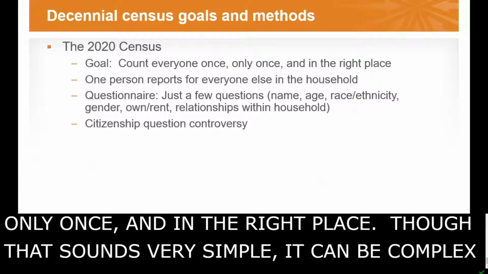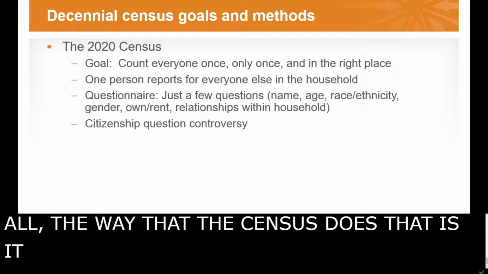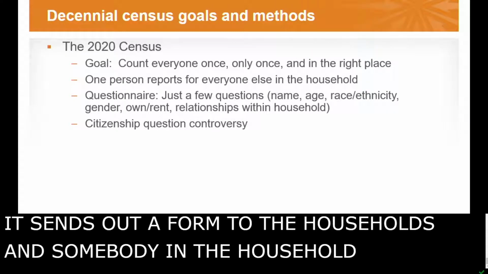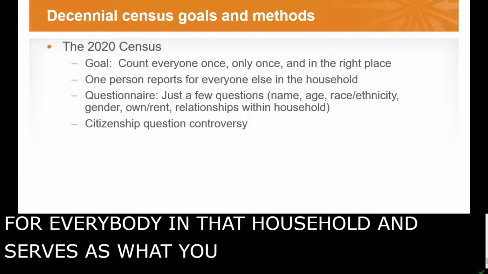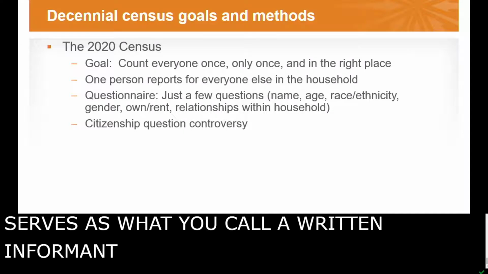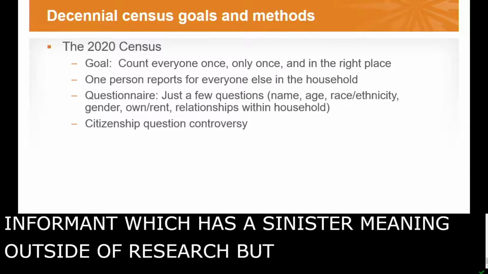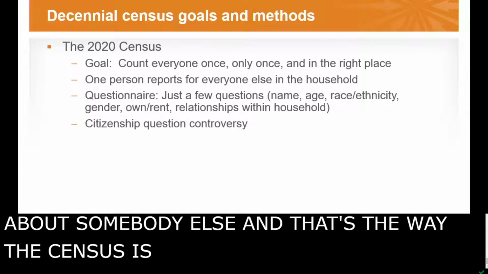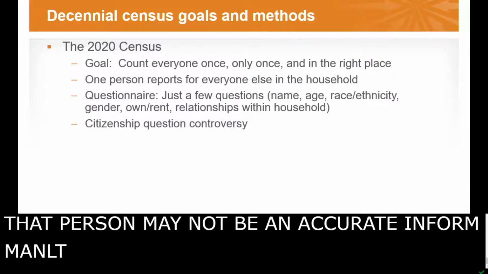So first of all, the way that the census does that is it sends out a form to the households, and somebody in the household responds for everyone in that household, and serves as what you call an informant, which has a more sort of sinister meaning outside of survey research, but an informant is just somebody who provides information about somebody else. And so that's the way the census is constructed, which means, of course, that that person may not be an accurate informant for the other people in the household.